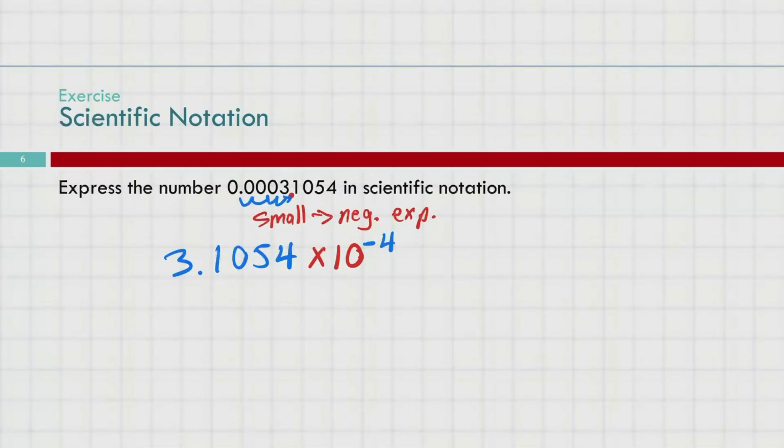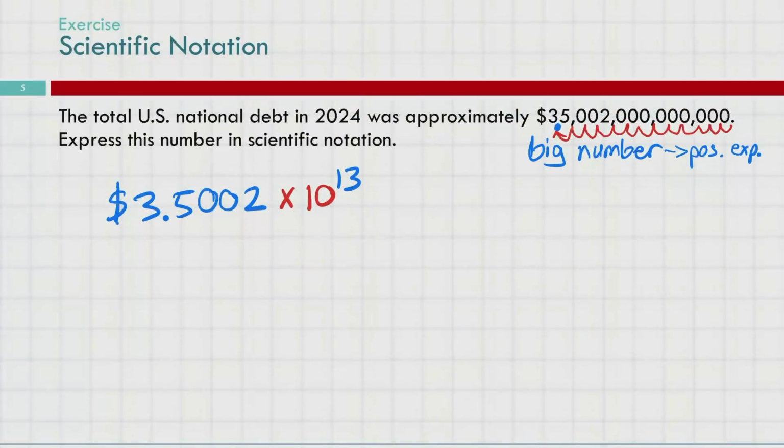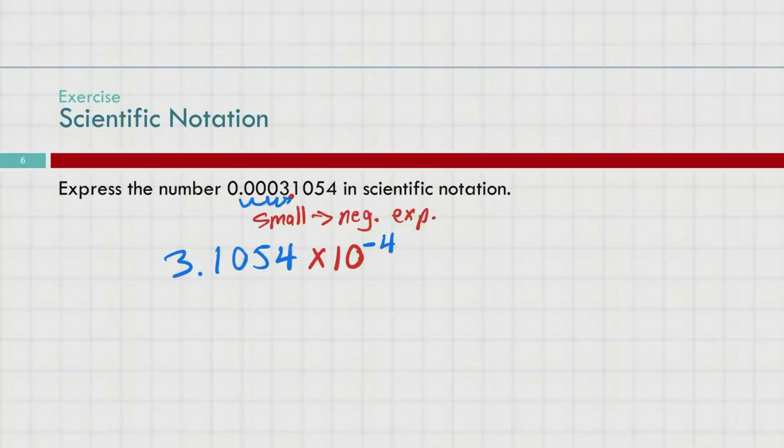If it's a negative, you would move the decimal to the left. If it's a positive, you would move the decimal to the right, because a positive exponent means a big number. A negative exponent means a small number.